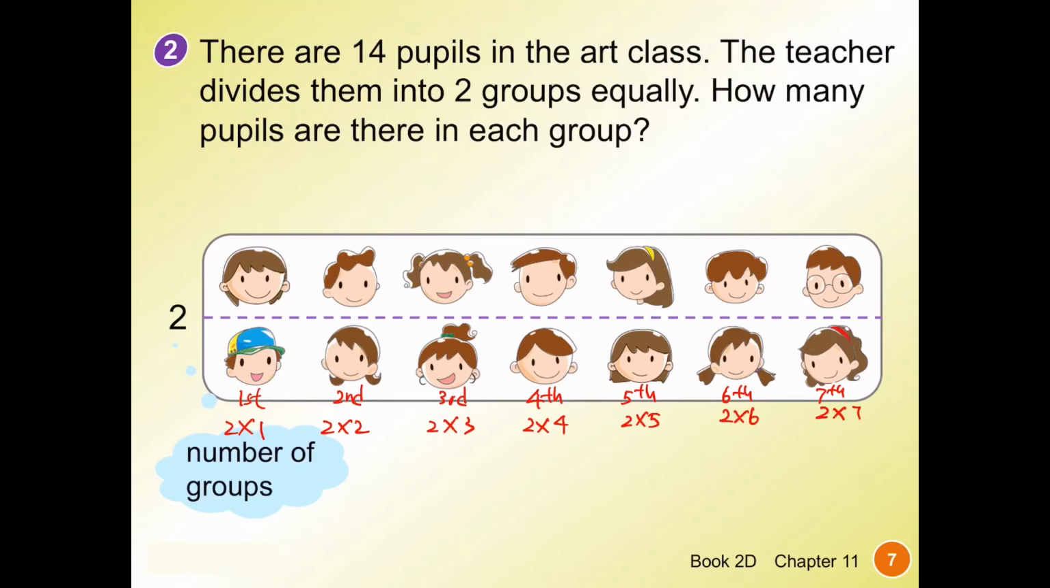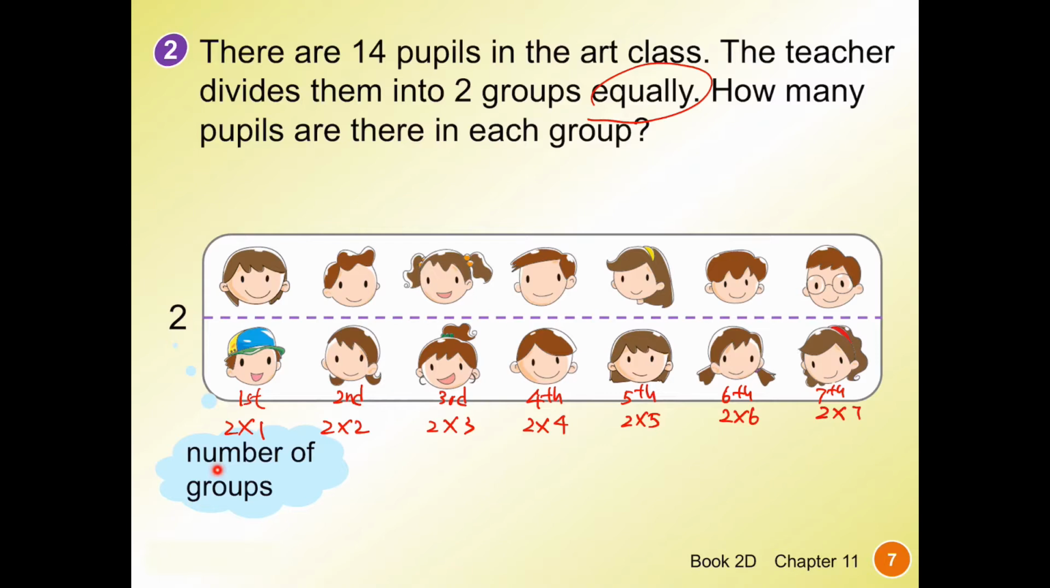So please turn to Book 2D, page 14. Question number 2. There are 14 pupils in the art class. The teacher divides them into 2 groups equally. So equally, that means each group has the same number of pupils. How many pupils are there in each group?